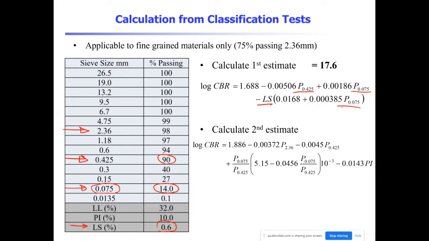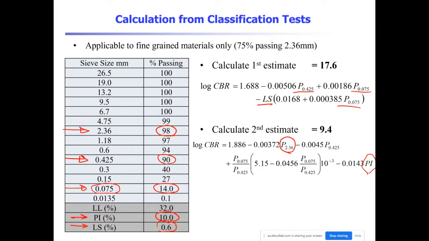In the second equation, again, the terms are the same, but we have two additional terms. One is P 2.36, the percentage of passing from the sieve size 2.36, and the other one is plasticity index. So now we need plasticity index 10, and also we need this 98%. You can simply substitute the value, and the second value that you can consider and you calculate is 9.4.